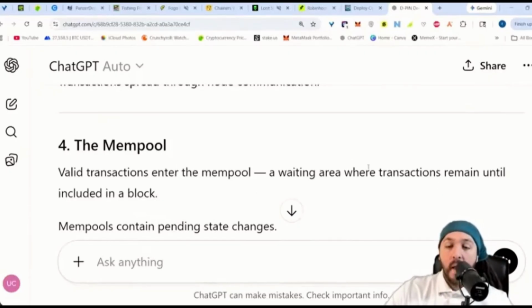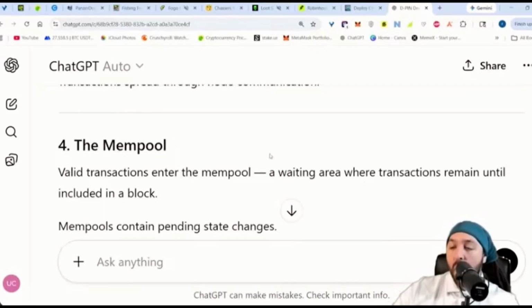The mempool. Again, I always think meme pool. It's not. It's the mempool, right? Valid transactions enter the mempool, a waiting area where transactions remain until it's included in a block.